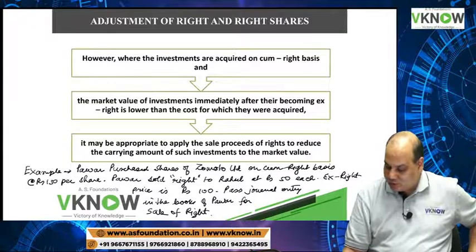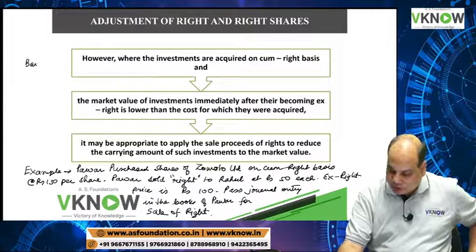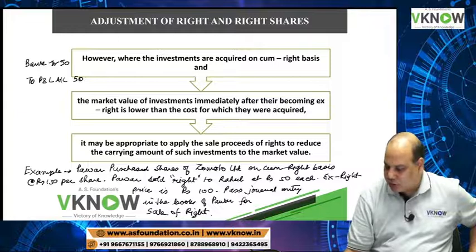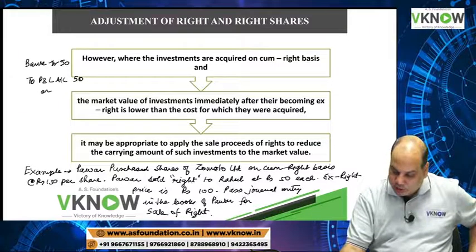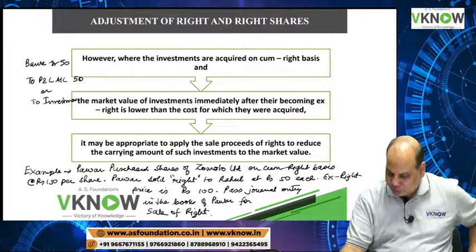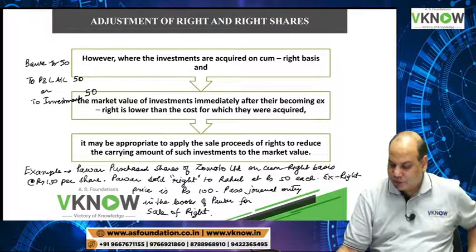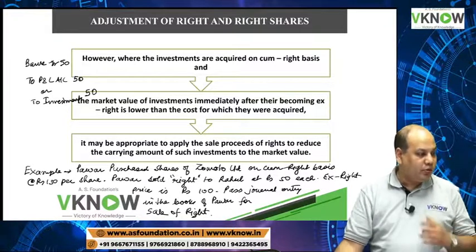So the entry will be bank account debit 50 to P&L account 50. Is it right or wrong? Or should it be to investment account 50? What is the right entry? Bank to P&L account or bank to investment?